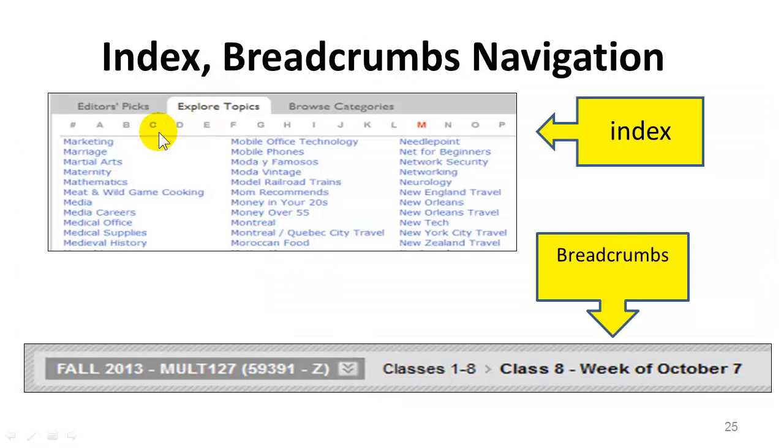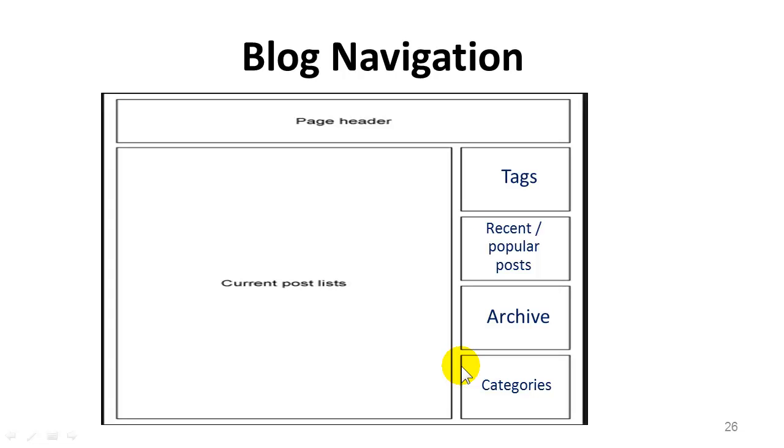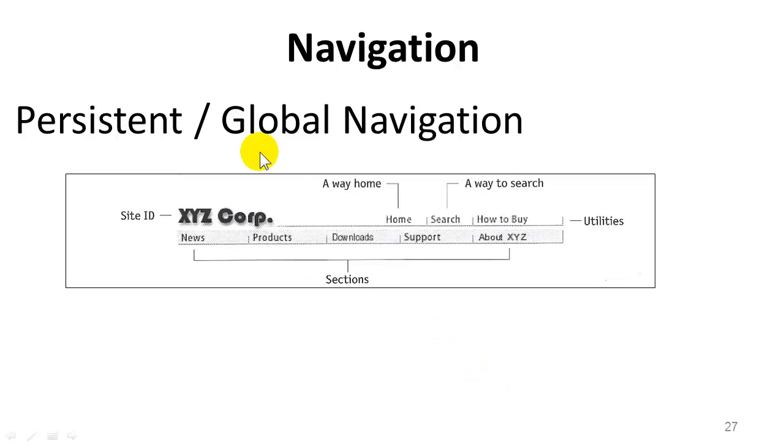So here we have a very common index, and this is taken from Blackboard. If you're not aware of it, we have this breadcrumb navigation system on the top so that you can easily see where you are and click back to where you were. And blog navigation allows you to search by tags, by posts, by archives, by categories. So these are very, very unorganized. They're based on metadata.